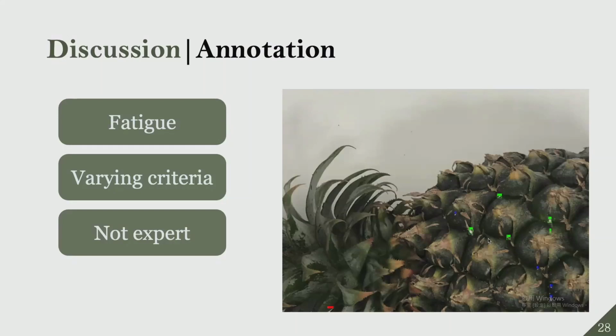The last one is fatigue. The fatigue issue is about the same annotator: when they are fatigued, they might have different criteria or make a wrong judgment, which also causes inconsistent annotation. When we use an object detection model, a convolutional neural network or artificial intelligence, consistent ground truth is very important. So these problems are not good for model training.